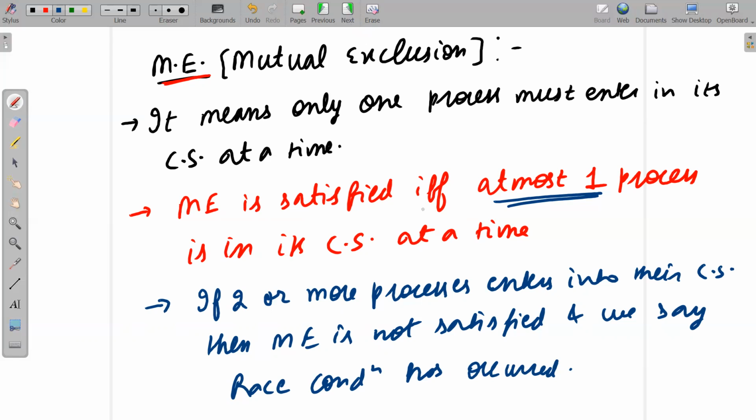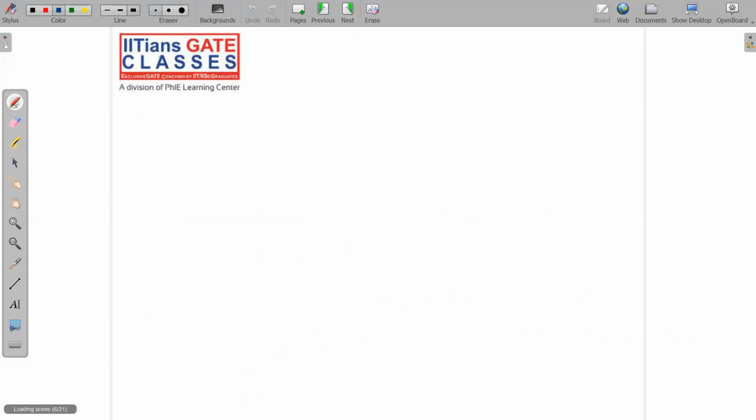Rather, it is not exactly critical section. Because in critical section, the basic need was only one process must enter into their critical section at a time. Please take a snapshot. I will jump to the next slide. Yes. So the next definition is progress.